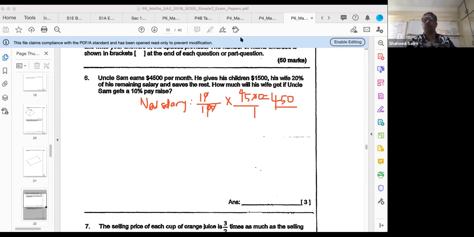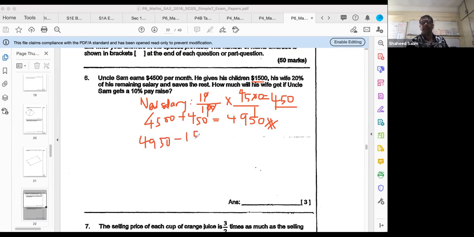Salary must be 10% more, right? So you must add on this 450. Plus 450, so his new salary is how much? 4,950. New salary, yeah? Then what happens after that? Then he gives the children 1,500. So 4,950 minus 1,500. So how much is he left with? He's left with 3,450.